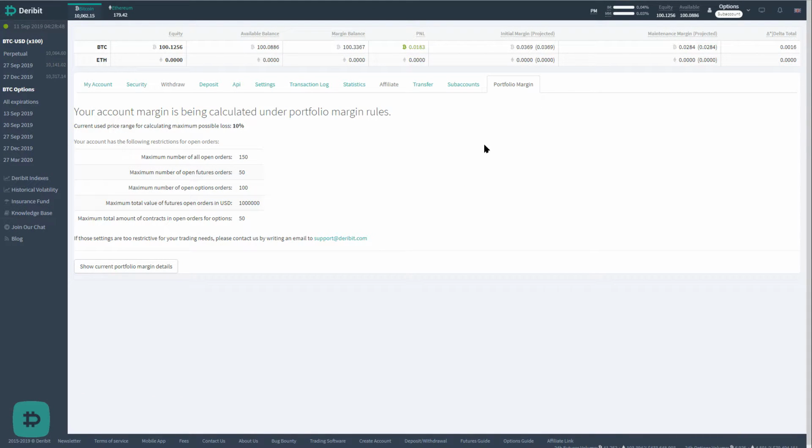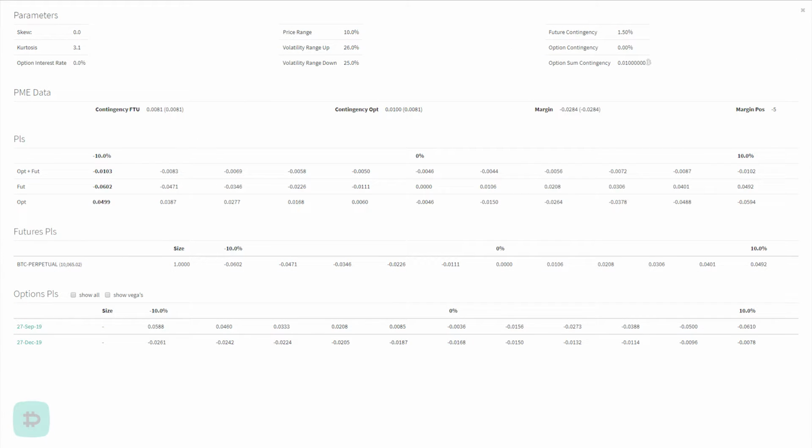When you have portfolio margin enabled on your account, you will have access to the portfolio margin pop-up. This can be found in the Portfolio Margin tab in the Account Settings page. This pop-up displays both the current value of each of the parameters used in the calculation and all of your current positions with the corresponding margin calculations.